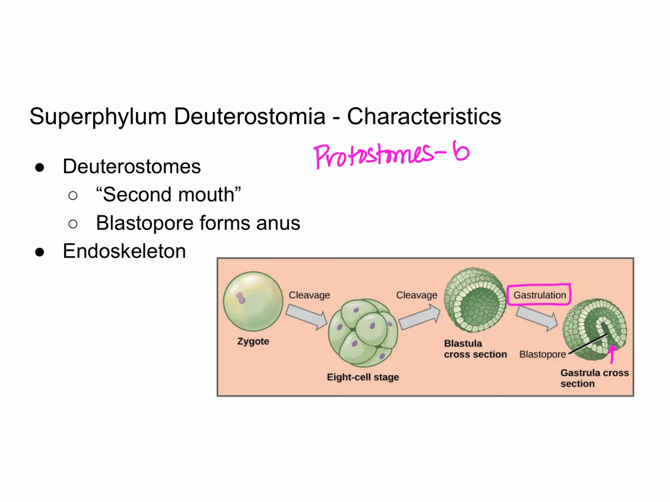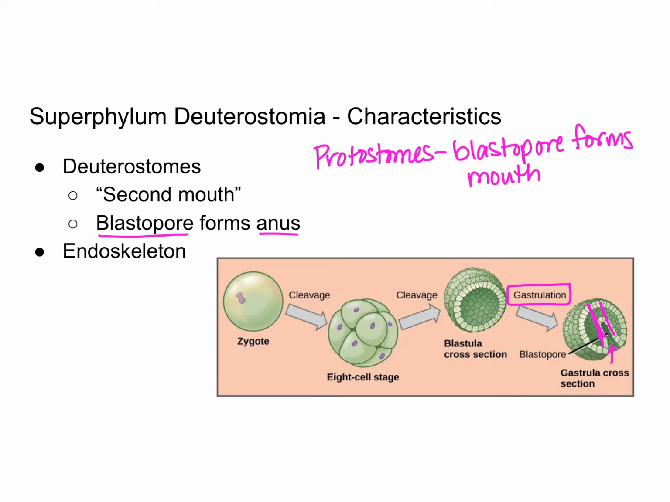that blastopore forms a mouth. And eventually that blastopore will go all the way through in order to create kind of a tunnel, almost like a donut. And the other end will be the anus. In deuterostomes, the blastopore forms the anus, and then the other end, when it forms that donut-like structure, will be the mouth. So the mouth is formed second, the anus is formed first.